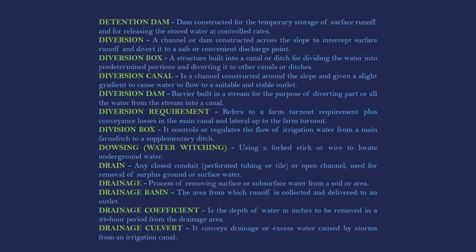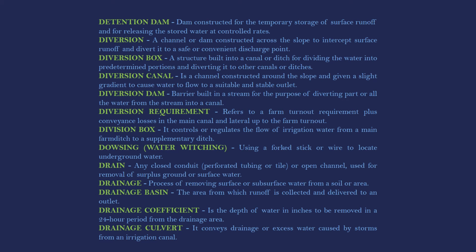Diversion box, a structure built into a canal or ditch for dividing the water into predetermined portions and diverting it to other canals or ditches. Diversion canal is a channel constructed around the slope and given a slight gradient to cause water to flow to a suitable and stable outlet.